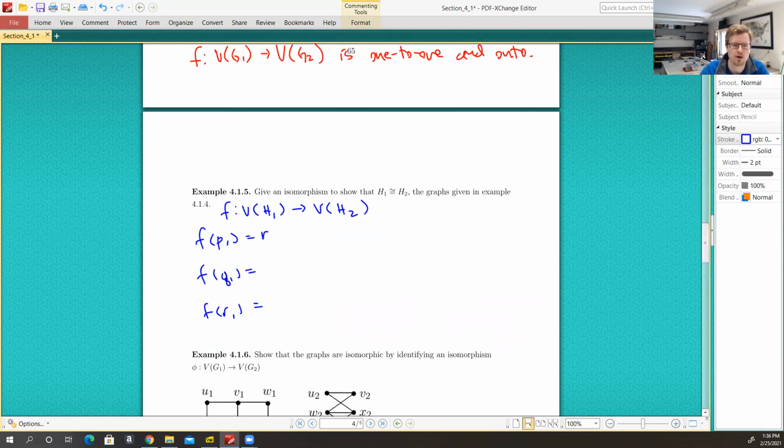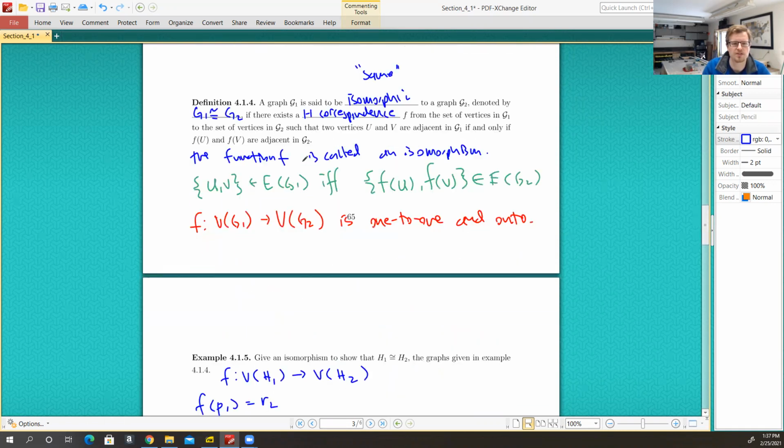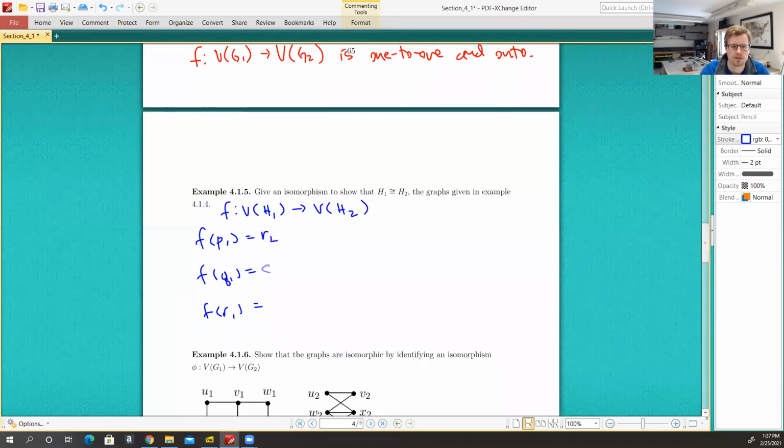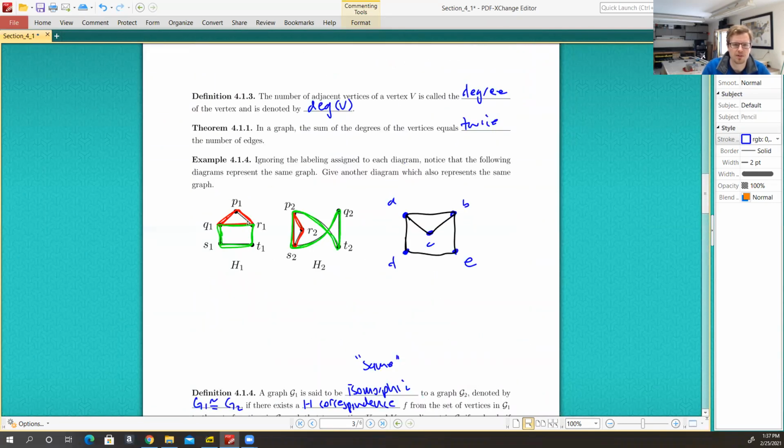P1 goes to R2. And let's see here. I've got some options here. Q1 can go to S2 or Q1 can go to P2 because I've got some symmetry here. So I'm going to send Q1 to S2. Which means that to complete my triangle, I have to send R1 to P2. R1 goes to P2.